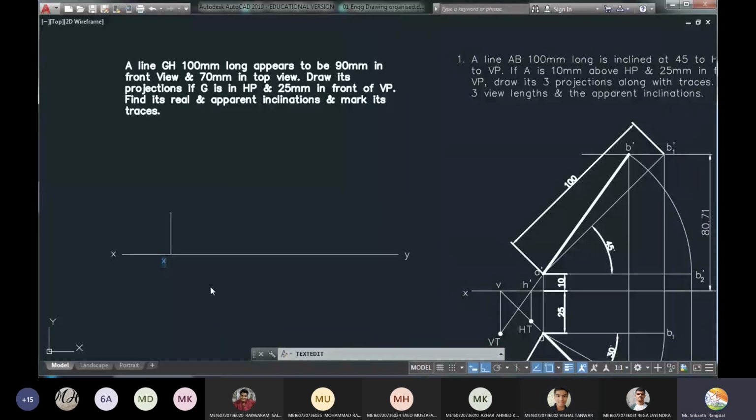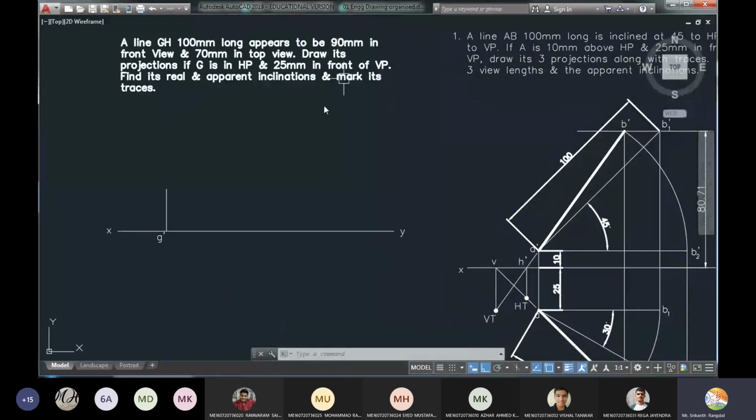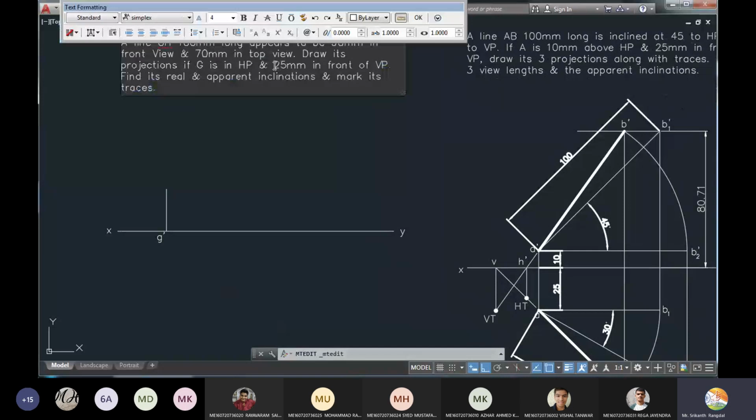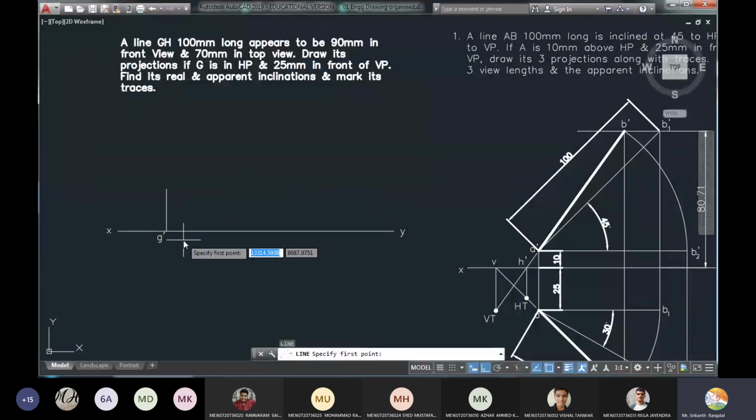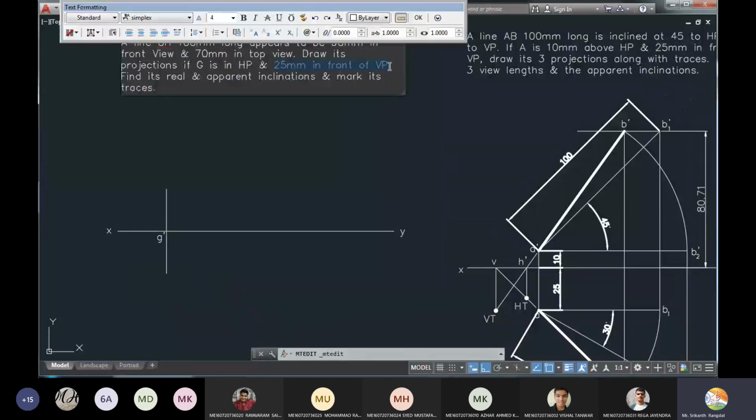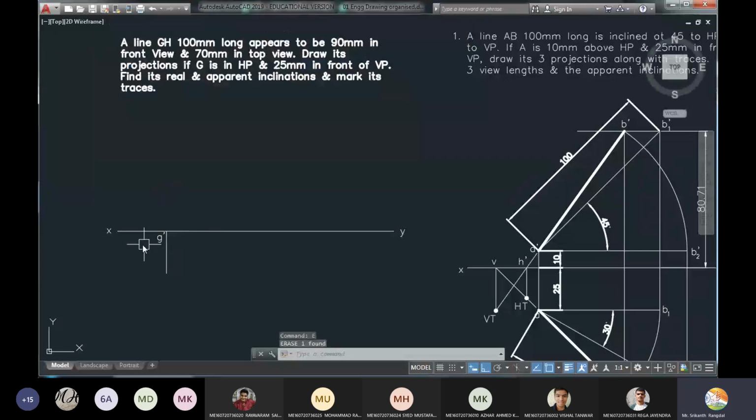So what is the front view? Front view should be named as G dash. Again, I'm using small letter. Be careful. Okay. All the projections should be small letter only. And where it is 25 mm in front of VP. Take a line from this downwards. How much? 25. When we say in front of VP, we should take the distance downwards. This line is not needed, so I will remove it.